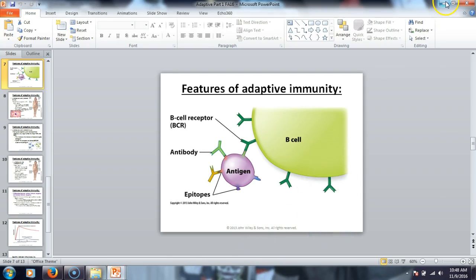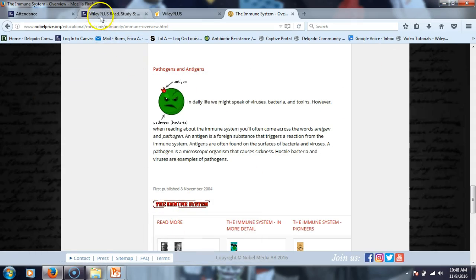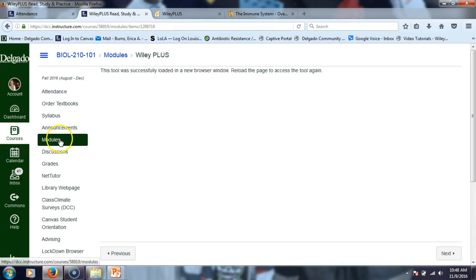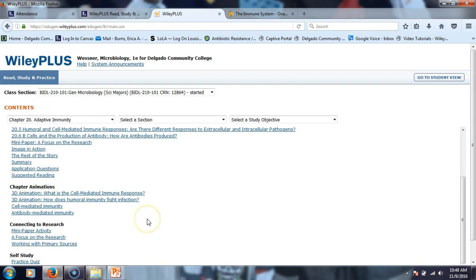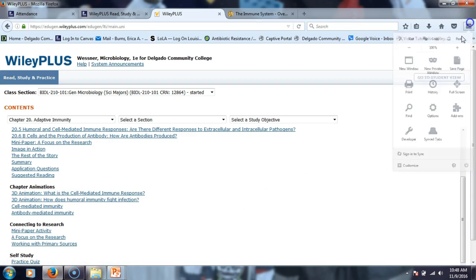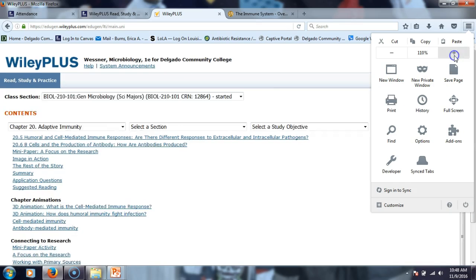So one thing I didn't notice when I had told you guys once before in your book, oh, I thought I was there. There it is. Okay. I had asked you to watch the cell-mediated immunity animation. There are two. There's a 3D one, right? What is the cell-mediated immune response? Do I need to make this bigger? I apologize. I see you squinting.